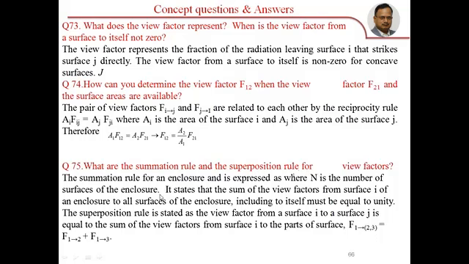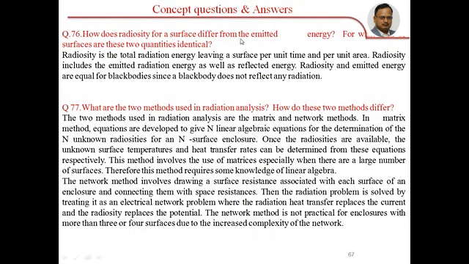The summation rule says that when there are n number of surfaces, the sum of the view factors from surface i of an enclosure to all the surfaces of the enclosure, including itself, must be equal to 1, unity. The superposition rule states that the view factor from a surface 1 to a surface J is equal to the sum of the view factors from surface 1 to the parts of the surface, that is F1(2,3) is equal to F12 plus F13.